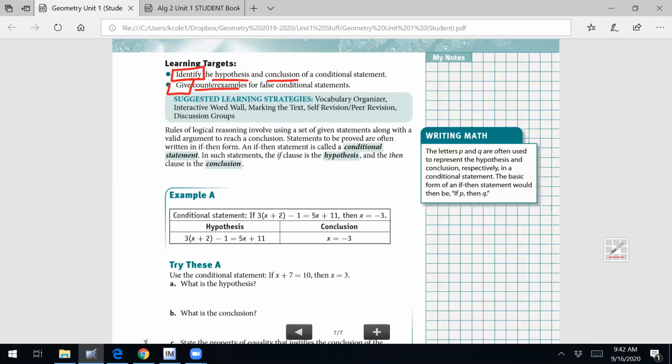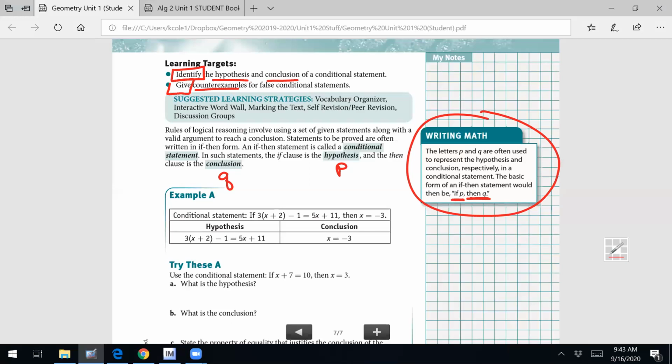So, okay, if we look off to the side, this is important too because you'll see this quite often. It says the letters P and Q are often used to represent the hypothesis and the conclusion, respectively, in the conditional statement. The basic form of an if-then statement would be if P, then Q, which means that P is your hypothesis and Q is your conclusion. They will refer to it as if P, then Q throughout the year. So you've got to make sure you know P's and Q's and what they represent.